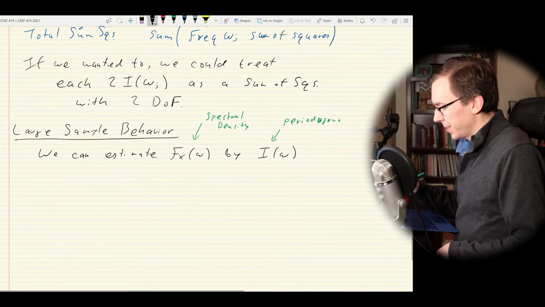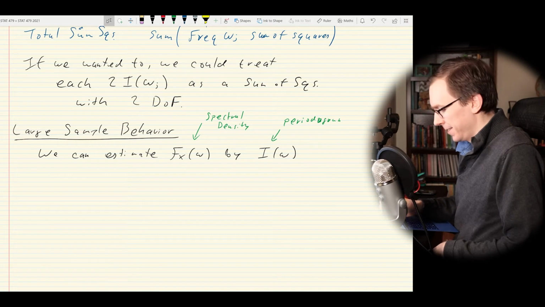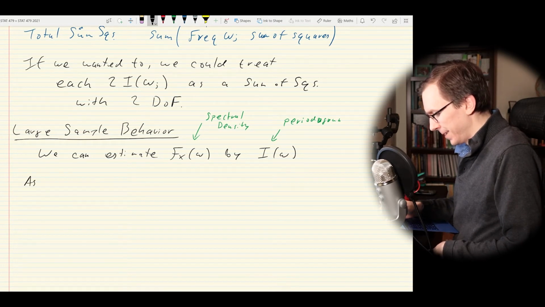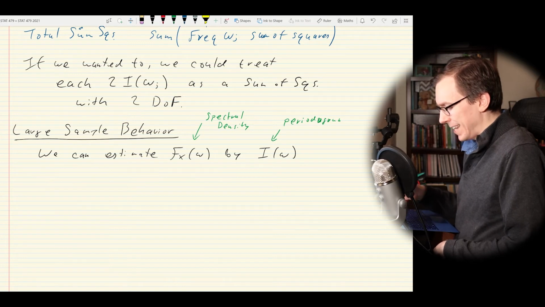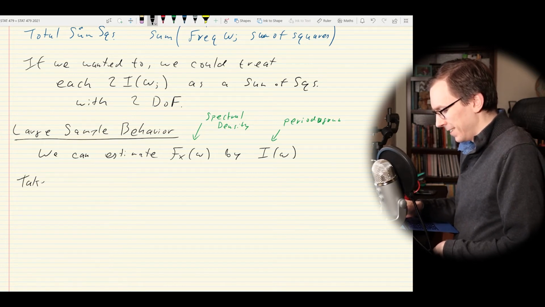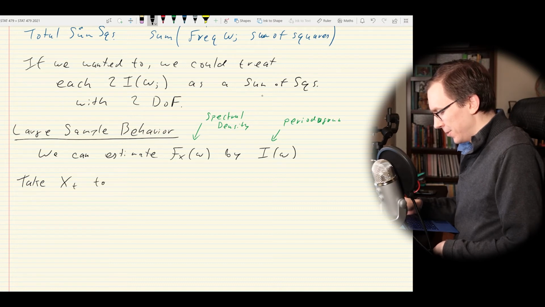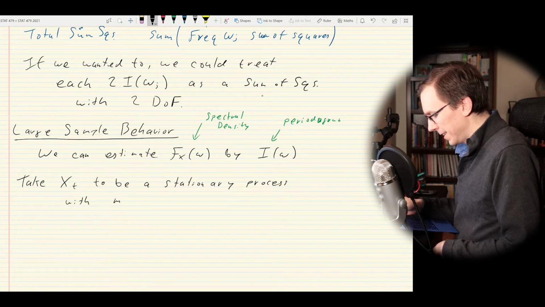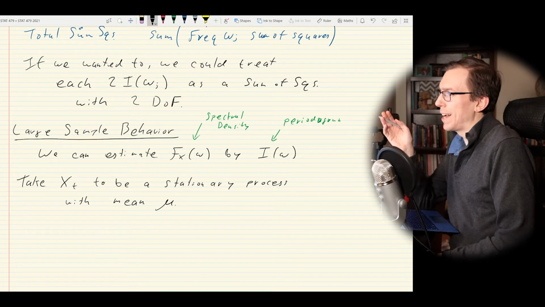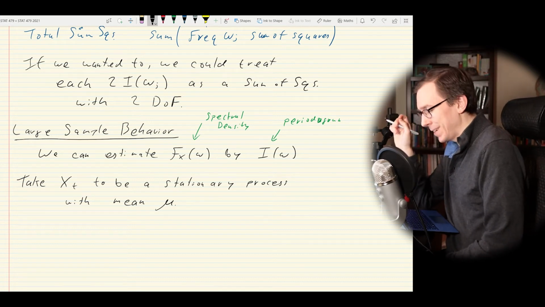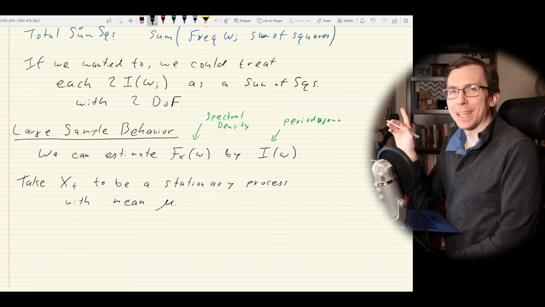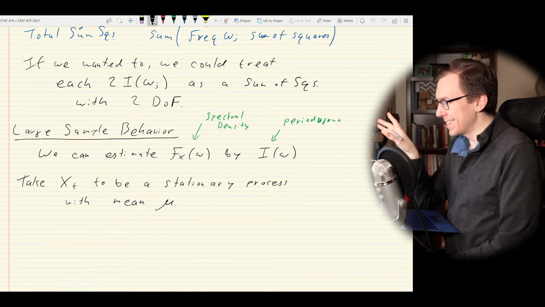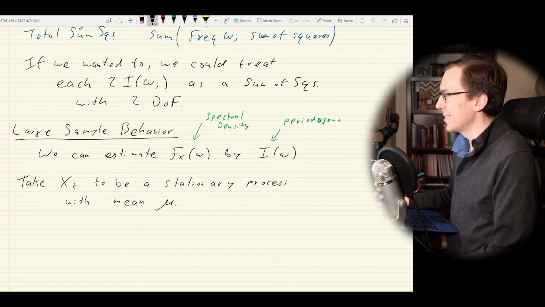All right, so in this section, as usual, we assume, or we don't really have to assume, we just take x_t to be a stationary process with mean mu. So we'll have a potentially non-zero mean in this case, just because, why not? I like to be lazy and just assume the mean is zero all the time, but in this case, we can try and do it differently.